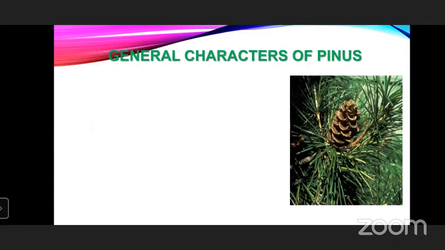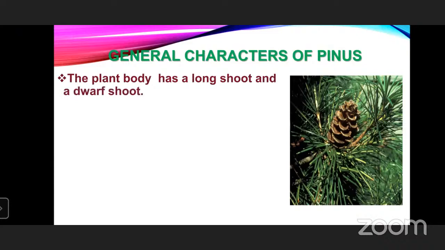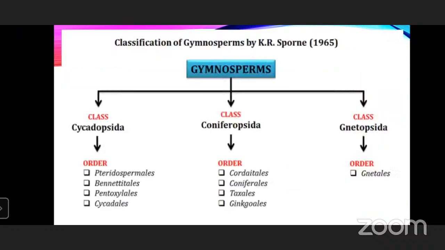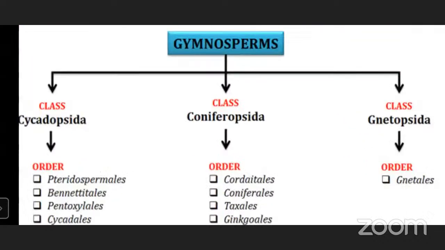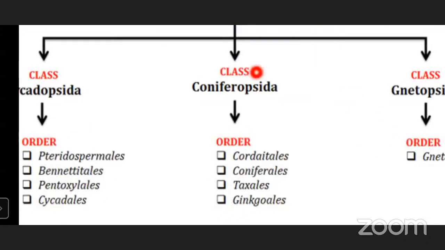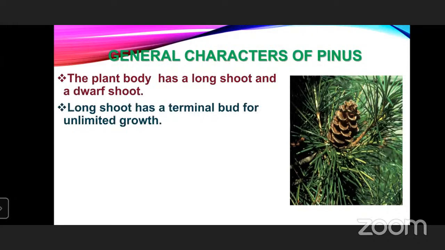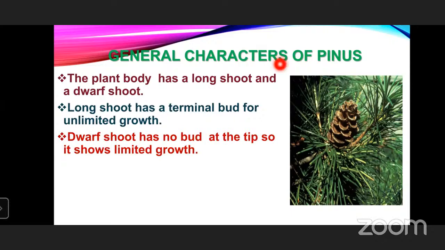Next, coming to the general characters of Pinus. Pinus is the best example for a gymnospermic plant. It belongs to the class Coniferopsida, order Coniferales. When we observe the classification system, Pinus is present in the class Coniferopsida and order Coniferales. General characters of Pinus. This is the plant image. It is the cone of the Pinus.